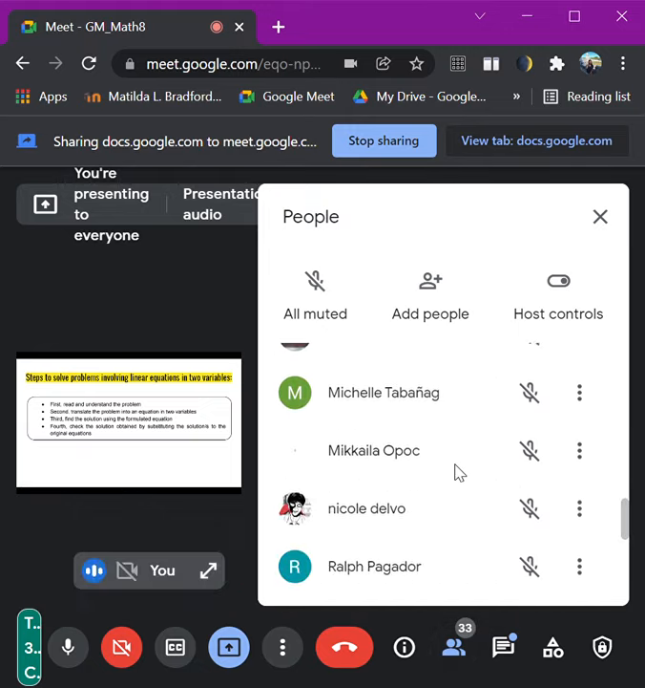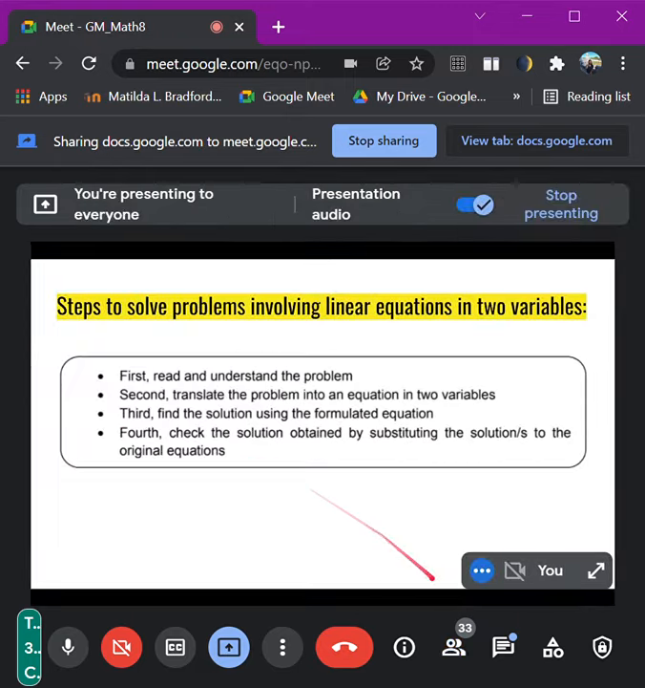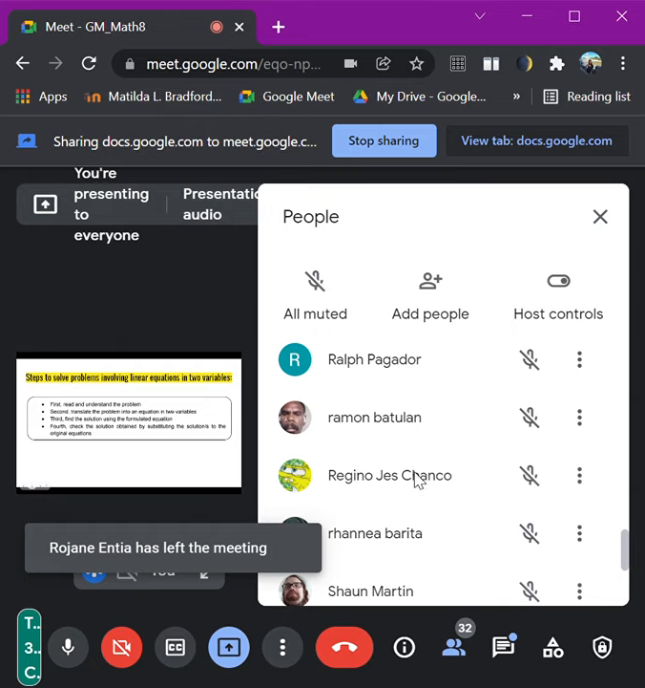Okay. How about Batulan? For the first step, please read. First, read and understand the problem. Okay, thank you. So we have there, for our first step, we need to read and understand the problem. That is the very first thing that you need to do in solving problems. Okay, read and understand. Now, for our next one, can you please read Jess?